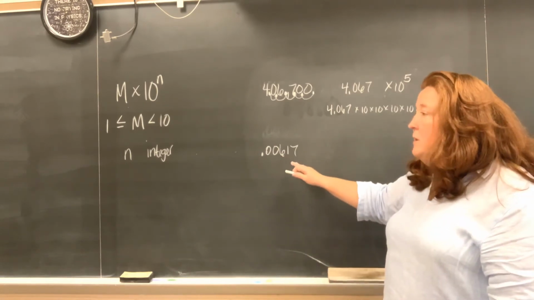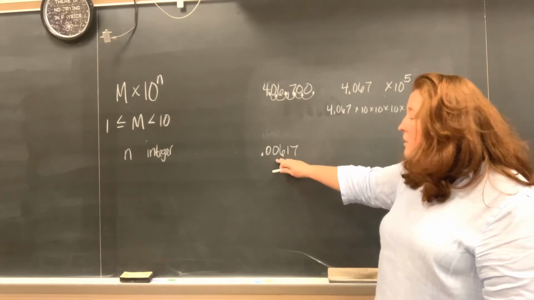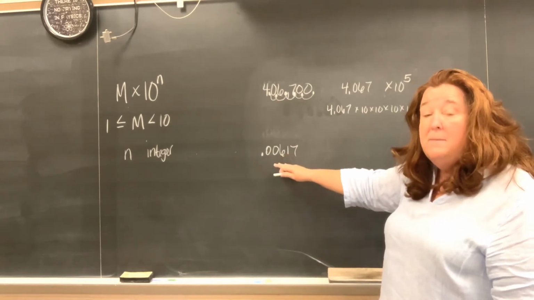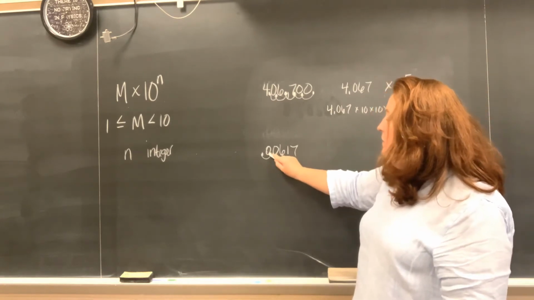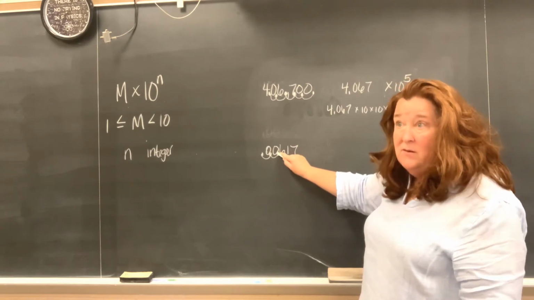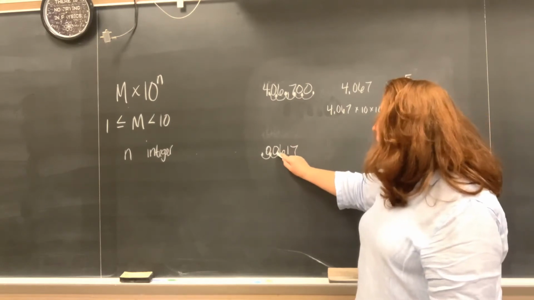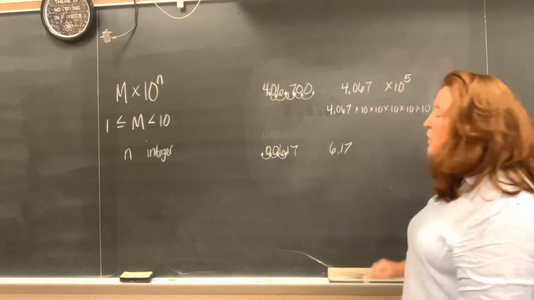The same thing can be done with a small number. This is 0.00617, much smaller than 1. I want to make this number between 1 and 10. I'm going to do that by moving the decimal point again. If I move it one time, that would be 0.0617. If I move it again, that's 0.617, which is almost 1, but not quite. If I move it one more place, now I have a number between 1 and 10.